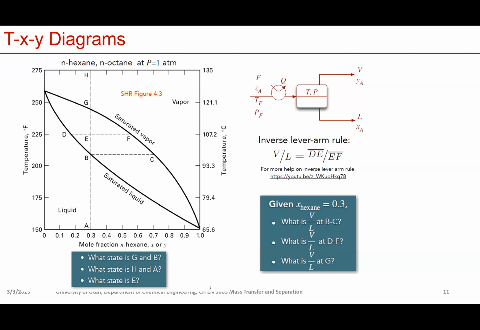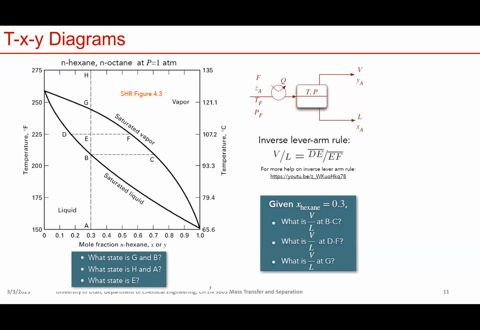This plot can be divided into three sections. We have two lines here: the bottom line is the saturated liquid line, or the bubble point line, and the top line is the saturated vapor line, or the dew point line. Below the bottom line, we have a supercooled liquid, and above the top line, we have a superheated vapor. In between, we have two phases in equilibrium, right?